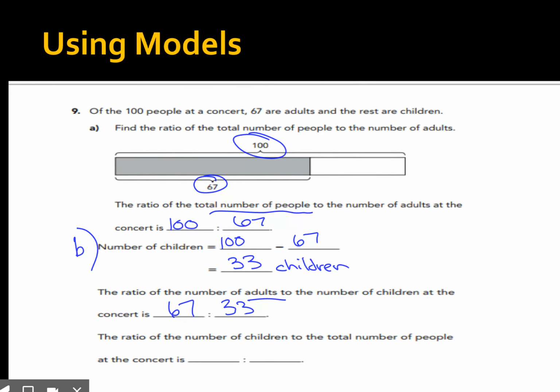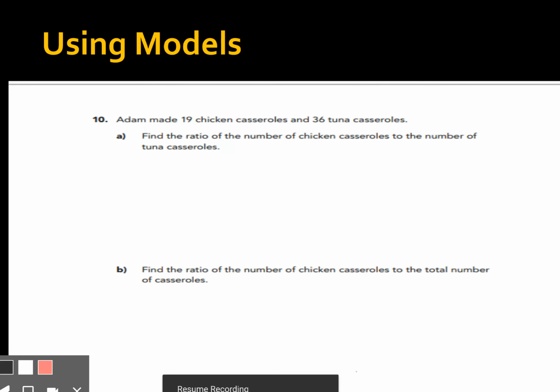And then the ratio of children, this may have been Part C if it got cut off, I'm not sure. The ratio of the number of children, again, we found out we have 33 children. So I write that first. To the total number of the people is 33 to 100. So again, remember that order matters. You might have to do some addition or subtraction to figure out a missing piece of information.